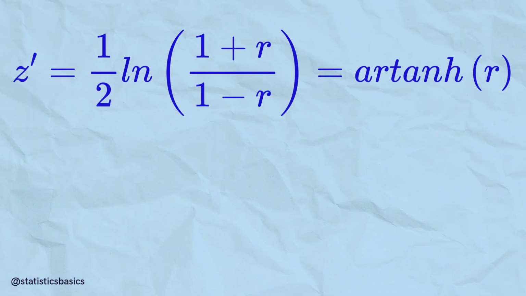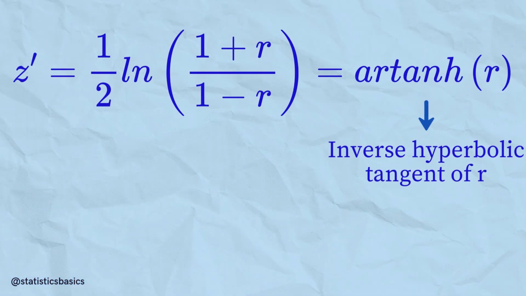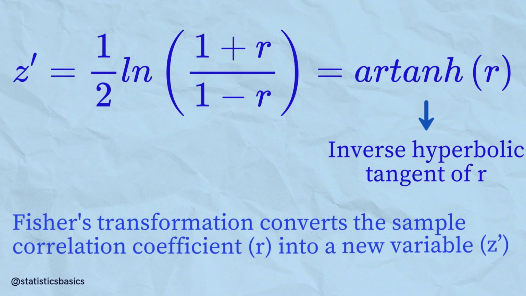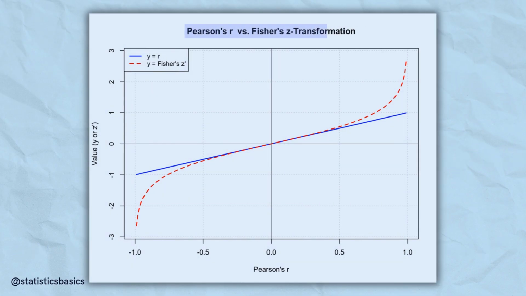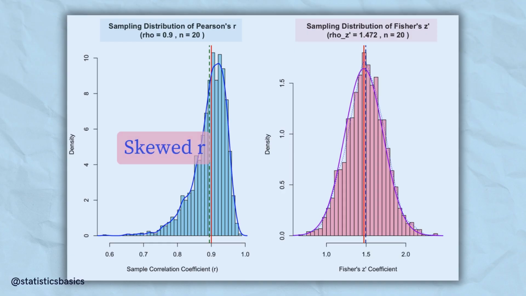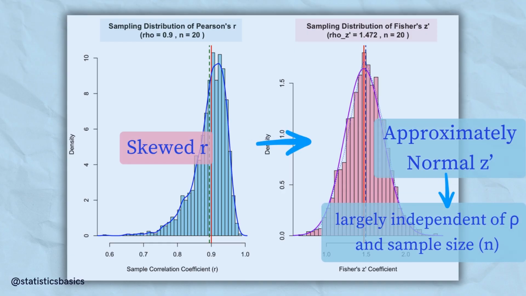To address the correlation coefficient's boundary limits, the inverse hyperbolic tangent transformation, or Fisher's transformation, is used, which converts the sample correlation coefficient into a new variable. This plot visually compares Pearson's correlation coefficient with its Fisher's z transformation. When Pearson's r is near zero, the Fisher's z transformation is very close to r. However, as r approaches -1 or +1, the transformation significantly stretches the scale at these extremes. This transformed variable shows an approximately normal sampling distribution, largely independent of the true population correlation and the sample size.